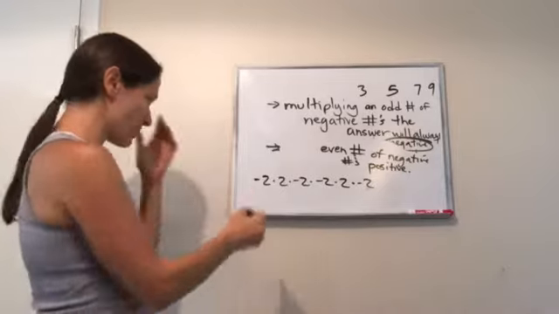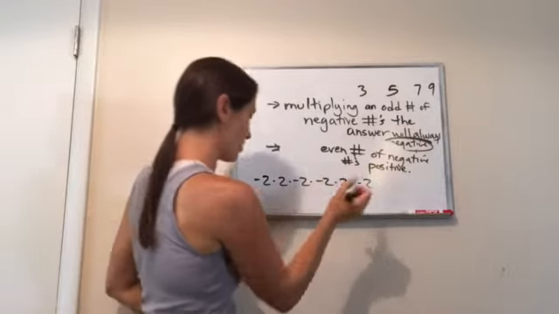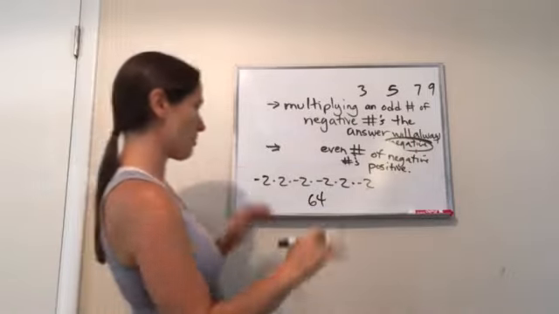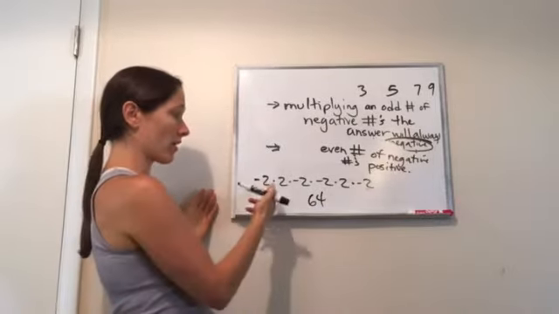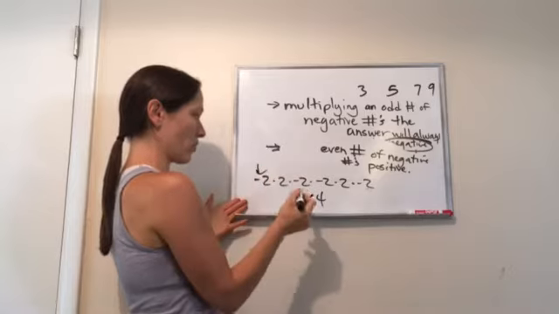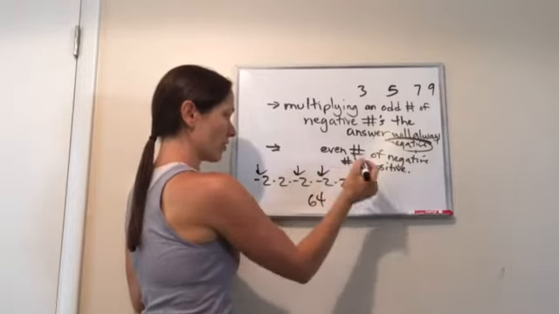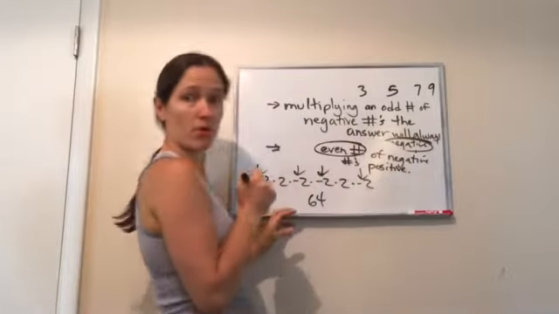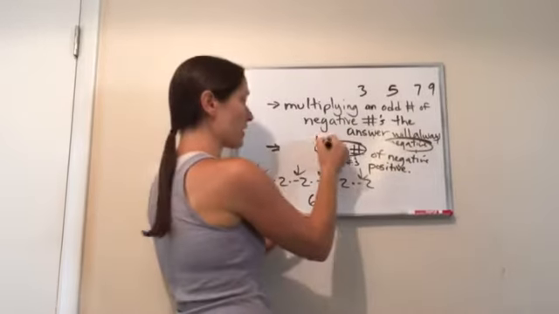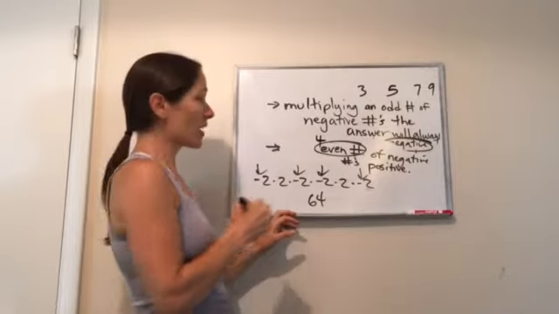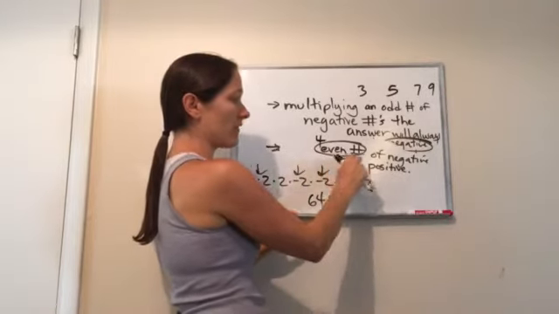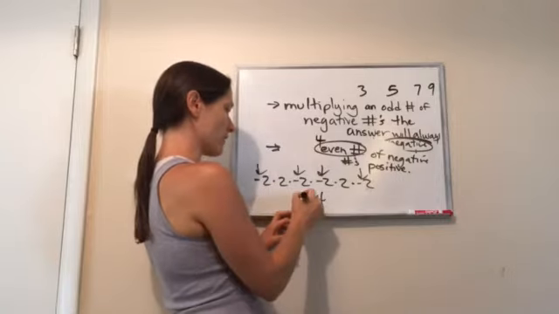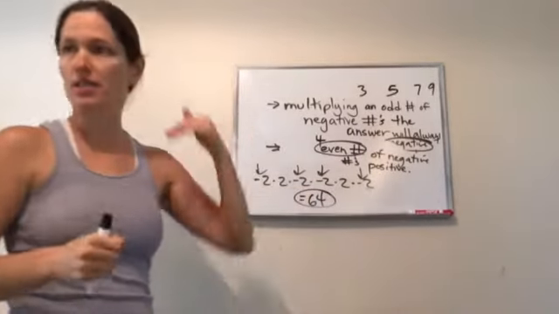Okay? Let's just pretend that 2 times 2 times 2 times 2 times 2 is 64. I haven't actually done the math on that, but I'm just putting a number out there. Now let's look at our negatives. I have a negative 2 here. 1, 2, 3, 4. So I have an even number of negative numbers. 4 is an even number, right? Since 4 is an even number of negative numbers, the answer will always be positive. So the answer is just 64.